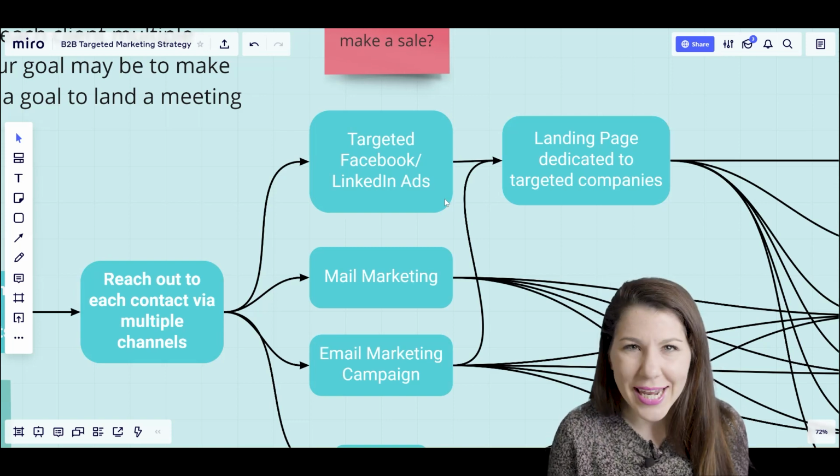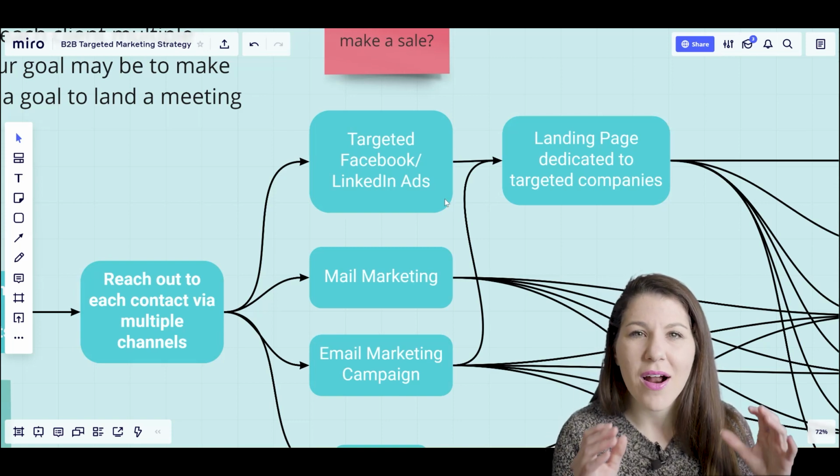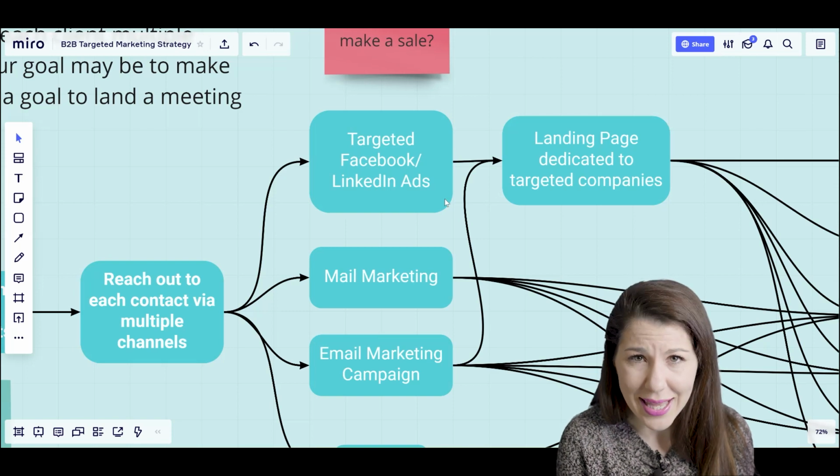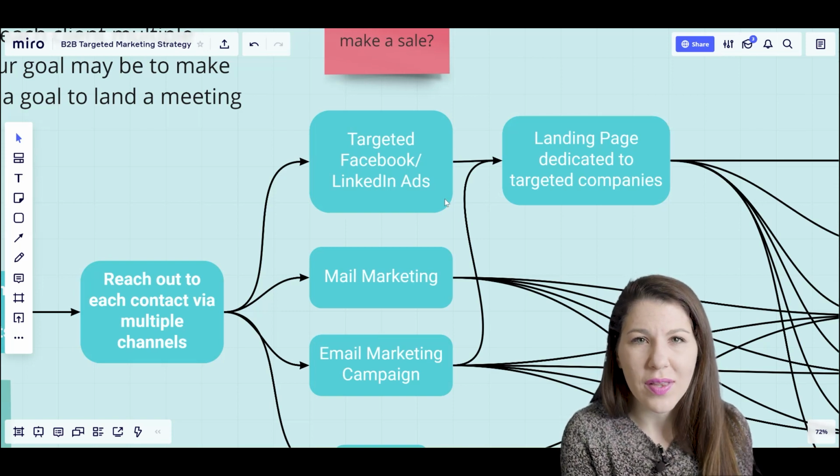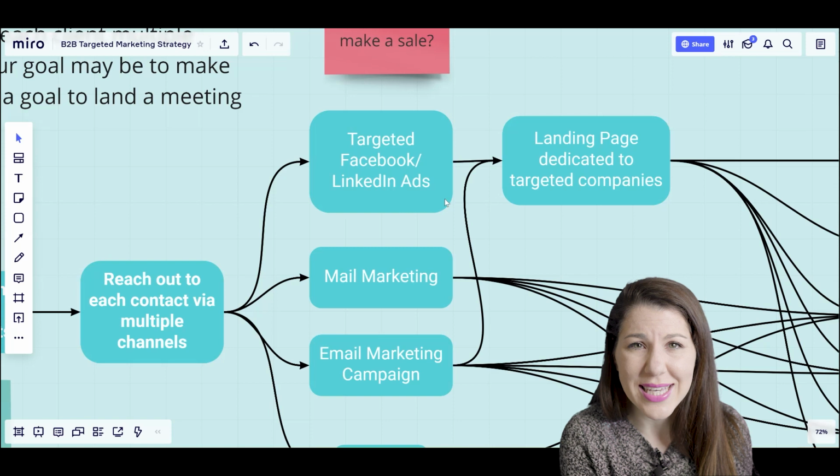These are not organic social media posts. They are targeted sponsored campaigns. So you have more of a likelihood of the specific people you would like to see them seeing them.